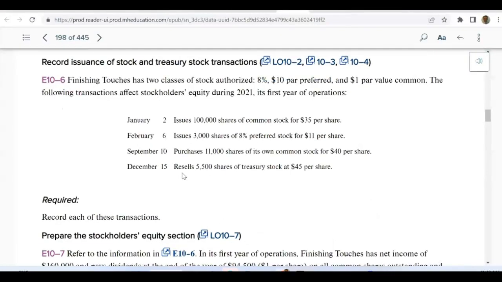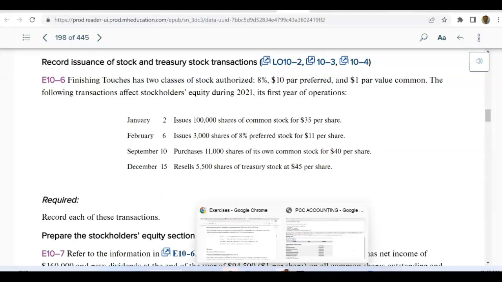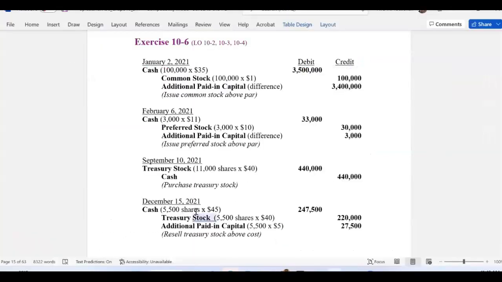Okay. However, on December 15, a few months later, the company resells 5,500 shares of treasury stock at a fantastic price of 45. So they bought it for 40. Now they are selling for 45. That's an easy way to make money, right? So 45 times 5,500, that's $247,500 cash that they received.